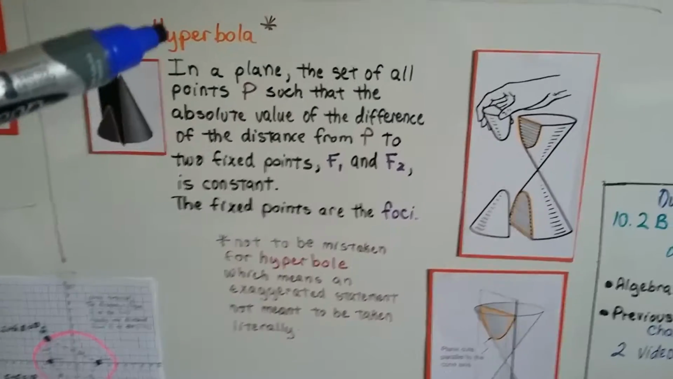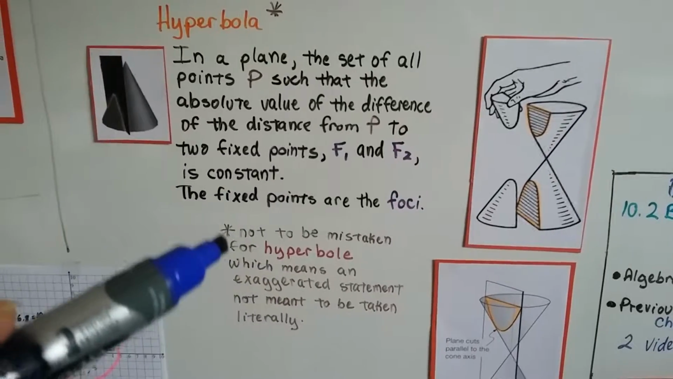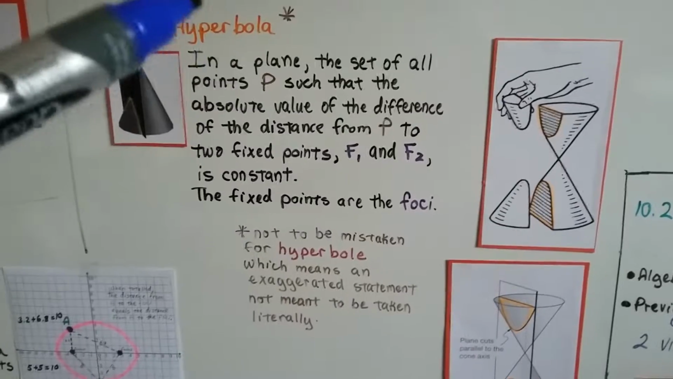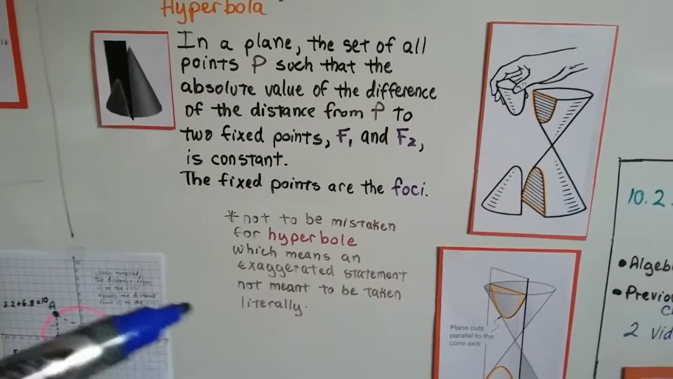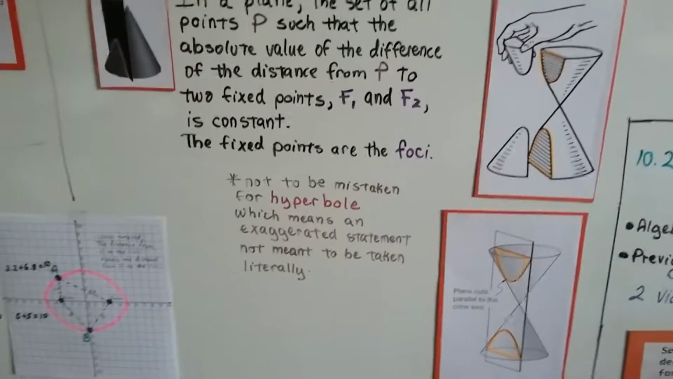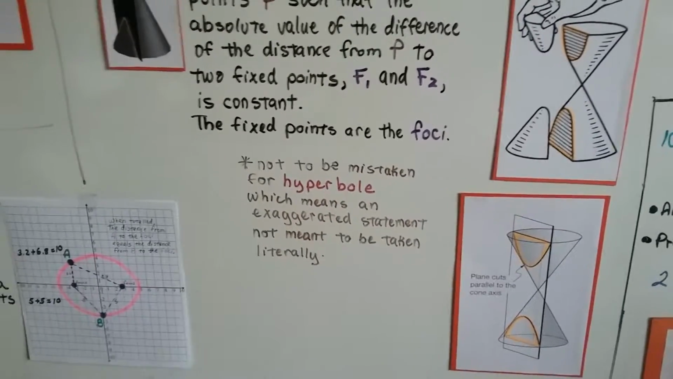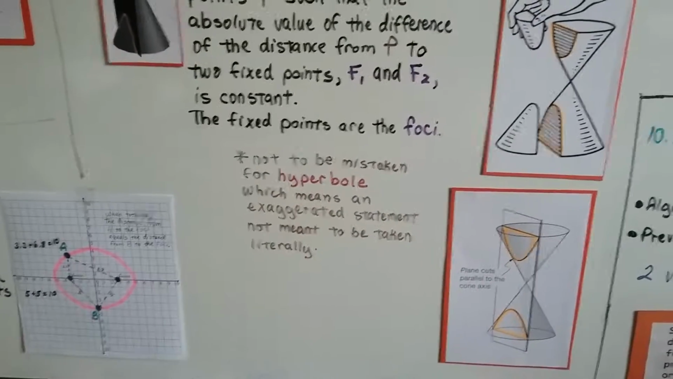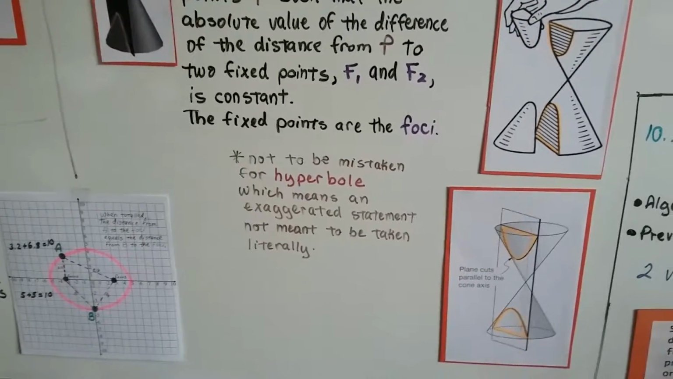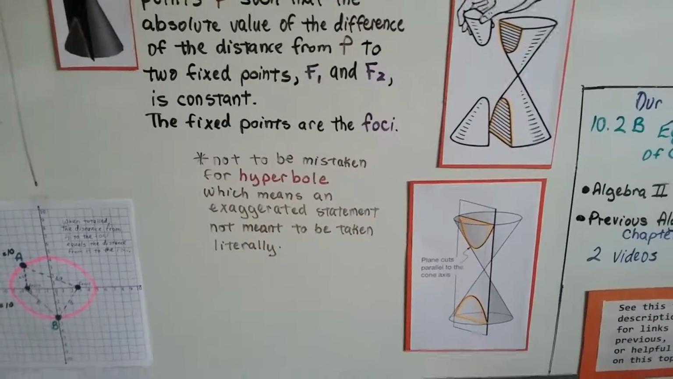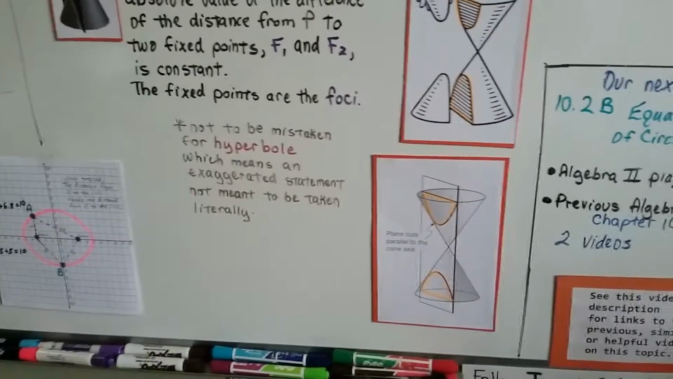Now, don't confuse hyperbola with the word hyperbole. Hyperbole has an E at the end. This has an A at the end for geometry. Hyperbole just means an exaggerated statement that's not meant to be taken literally. Like, I told you 1,000,000 times to put your shoes away. Well, I probably told you 12, but I say 1,000,000, so it's an exaggerated statement. That's hyperbole, okay? It's usually used for jokes and making funny statements, mostly.